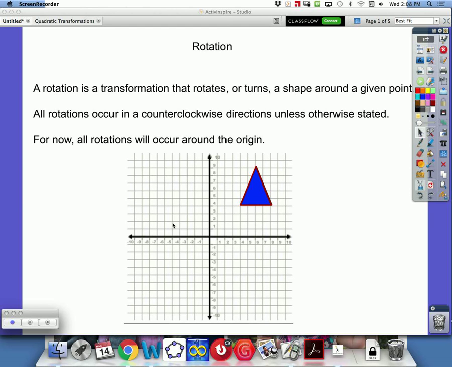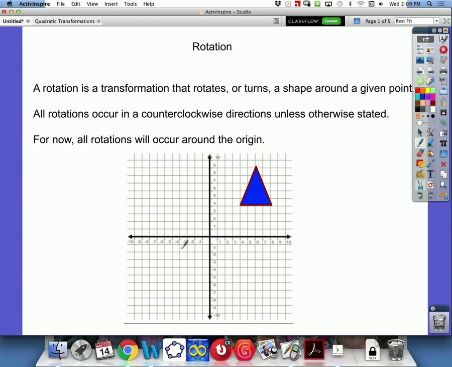Hey there, this lesson is on rotations. This is the last of our lessons on transformations for now. So remember, a transformation is anything that changes the position, size, or shape of a pre-image.